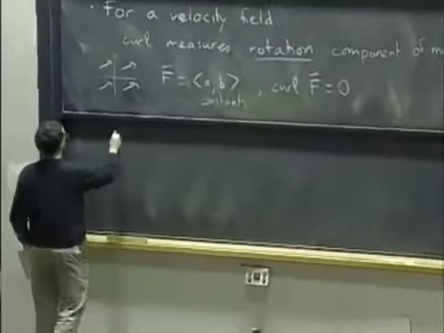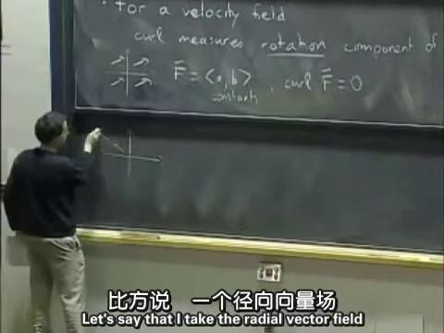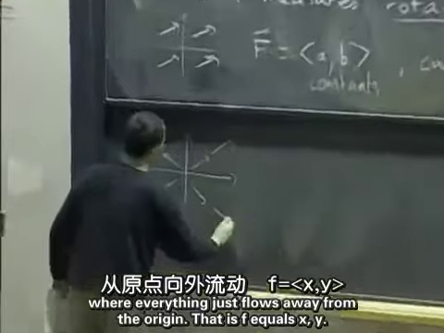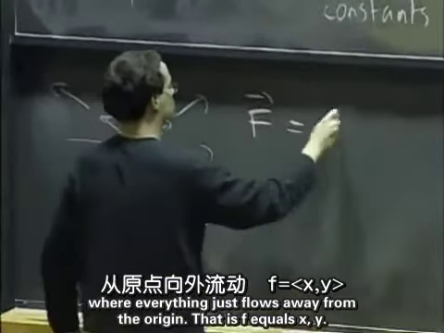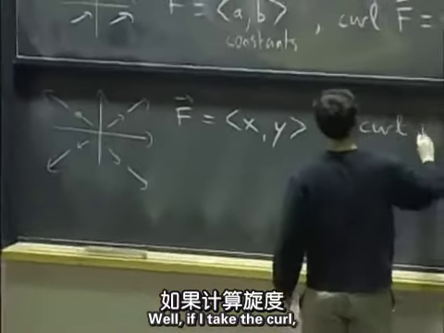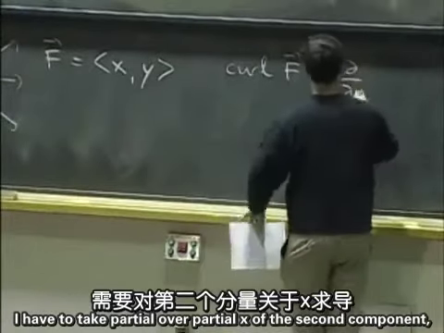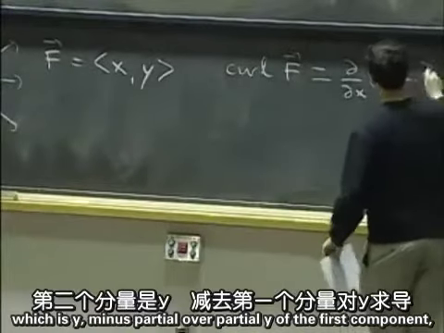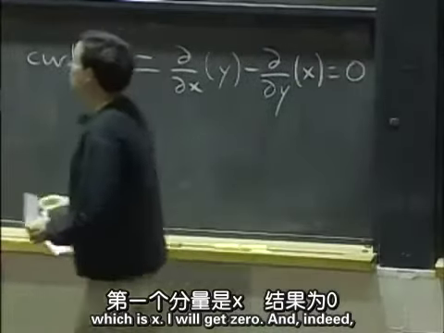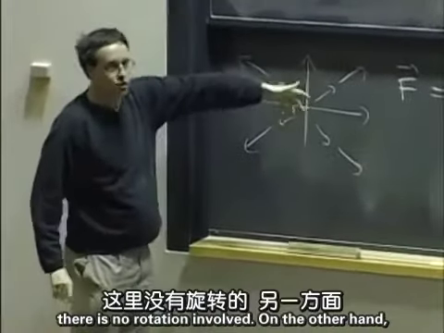On the other hand, let's do another one where there's still nothing going on. Let's say I take the radial vector field, where everything just flows away from the origin. So that's F equals x comma y. If I take the curl, I have to take partial x of the second component, which is y, minus partial y of the first component, which is x, and I will get 0. And indeed, there's no rotation involved.